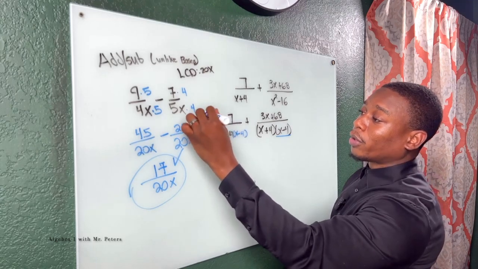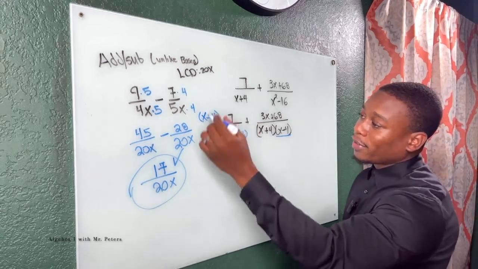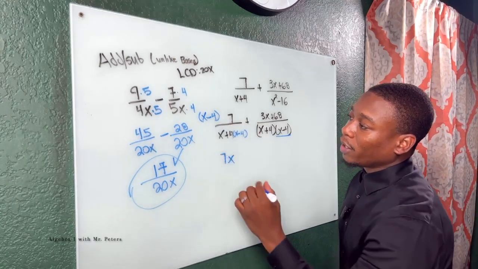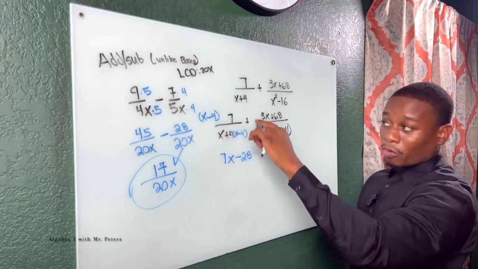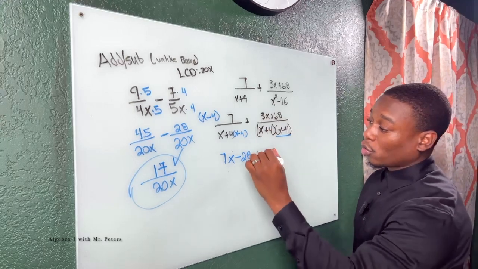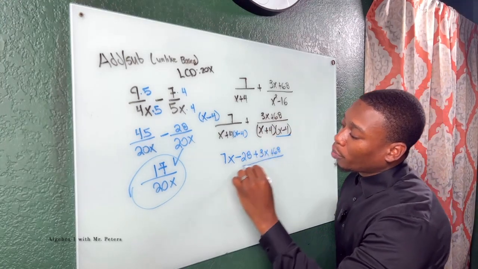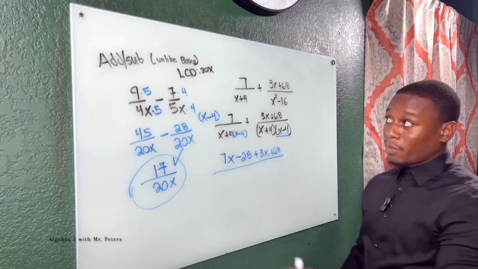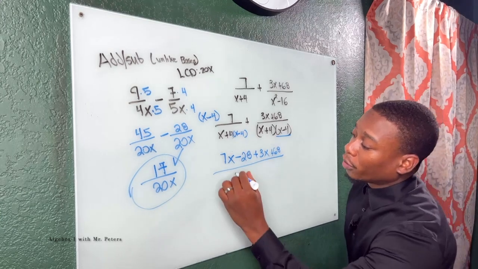X minus 4. So when I distribute 7 to this, we're now going to have 7 times x, which gives me 7x. 7 times negative 4, negative 28. And I'm going to rewrite the rest of the numerator. So plus 3x plus 68. And I'm going to put this all over the common denominator, which is what? X plus 4, x minus 4.